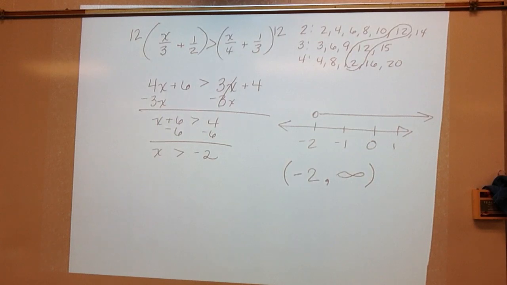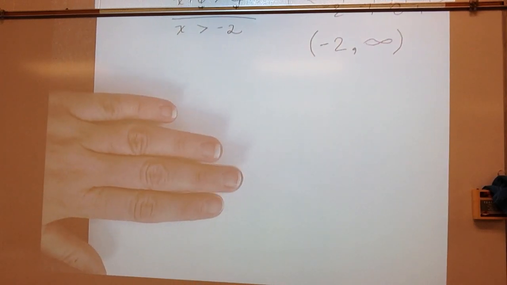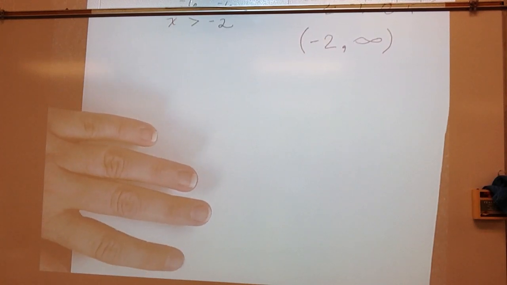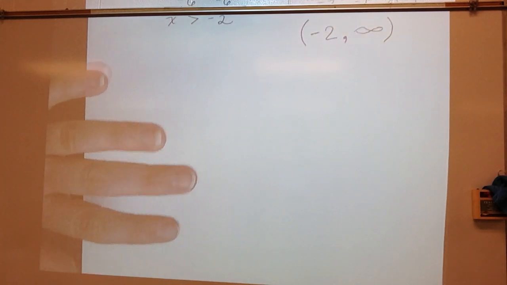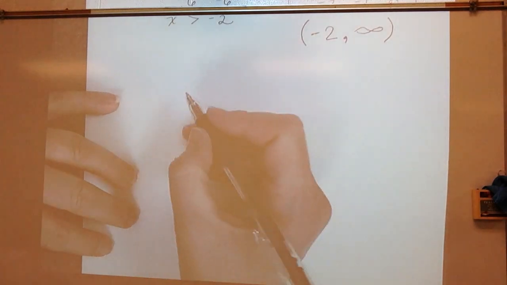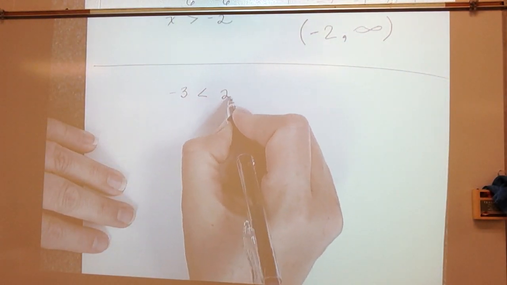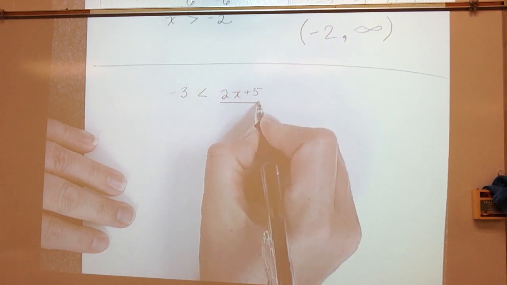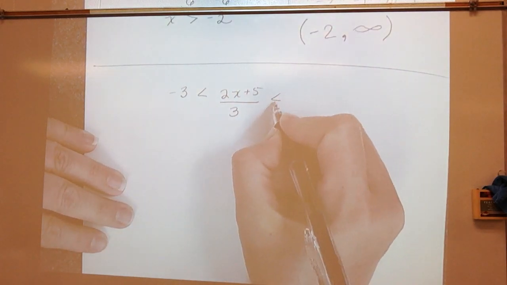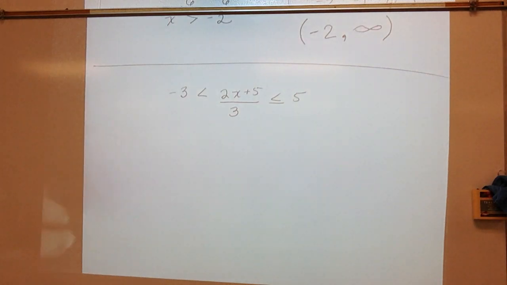It shows you how to graph it, so make sure you understand how to graph it. Solving a double inequality. What is a double inequality? It's simply where you have more than one inequality part. So here I'm looking at negative 3 is less than 2x plus 5 over 3 is less than or equal to 5.